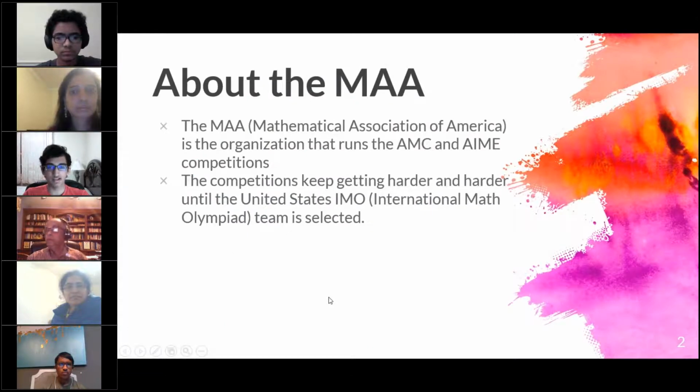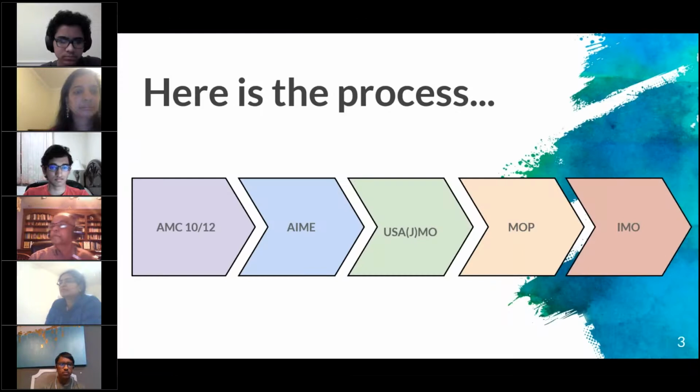The MAA, which is the Mathematical Association of America, is the organization that runs these AMC and AIME competitions. All of these are grouped together by the same people. The competitions keep getting harder and harder until the United States IMO, the International Math Olympiad team, is selected. Next slide. Here is the general funnel from easiest test to hardest test.